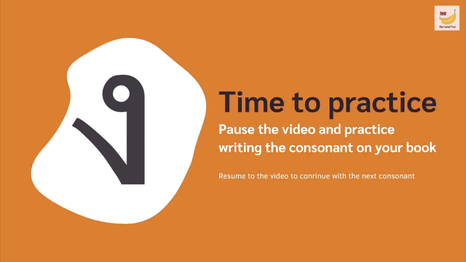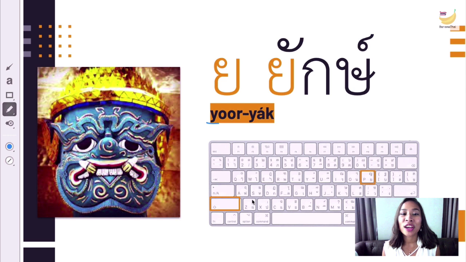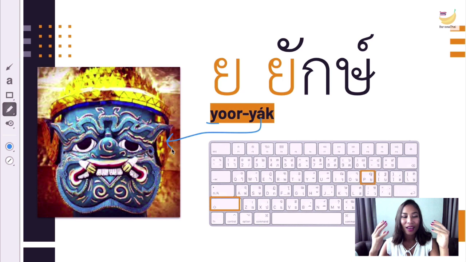The next one is yo yak. The word yak, yo with the y initial consonant sound. Y, y. And yak is this one. You see them at the temple. So yak is a character in the Ramayana story. Maybe you know the Ramayana story, which is a big war between humans and monsters or devils.